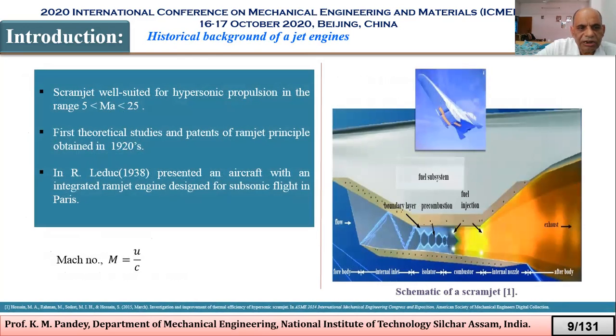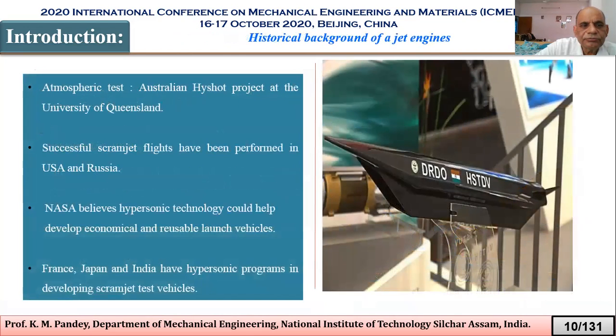The first theoretical studies and patents of the ramjet principle were obtained in the 1920s. Then in 1938, the first ramjet engine was developed. Next, atmospheric flight tests were done. Mostly we see the experimental work in this direction done in Australia, USA, Russia, France, Japan, and India, which are also having hypersonic programs.